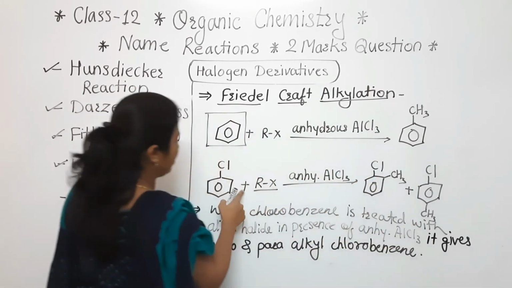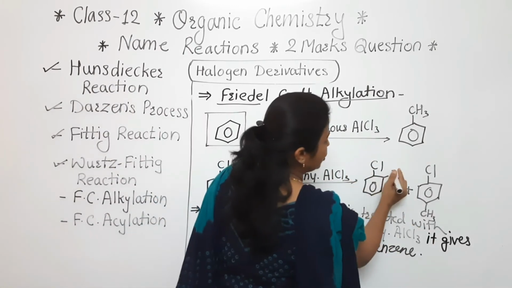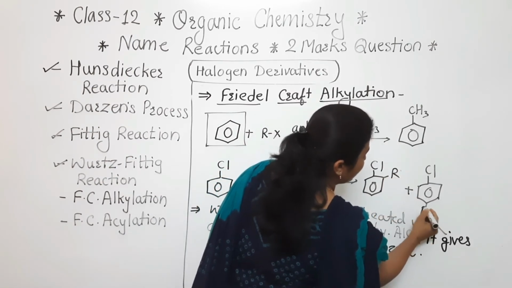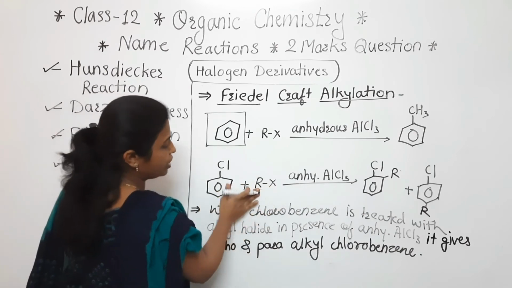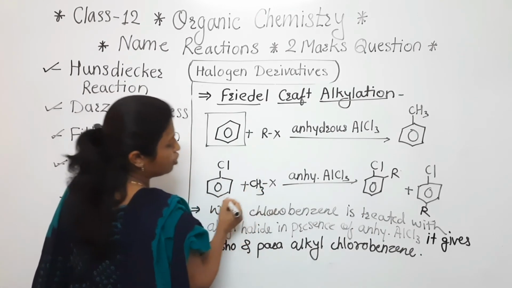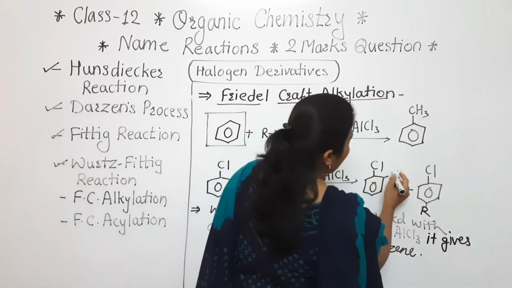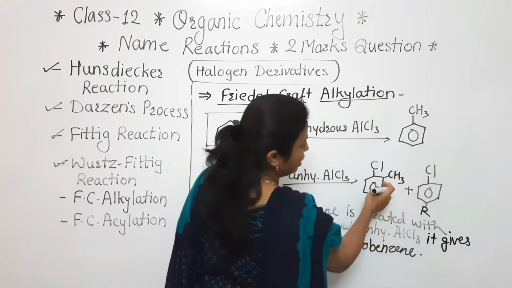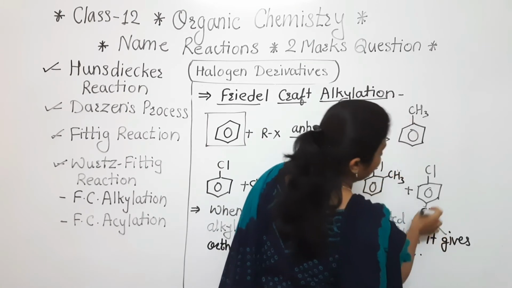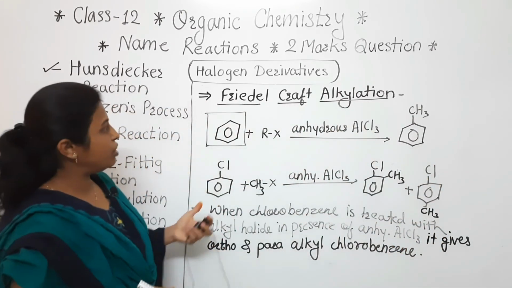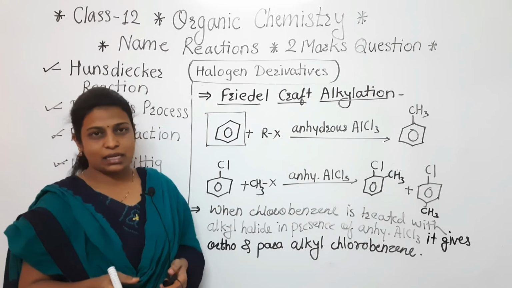Like here, if we take R, then R will come here and here also. But if we simply treat chlorobenzene with methyl chloride, then it will give ortho methyl chlorobenzene, and the second product will be the para methyl chlorobenzene. So here we have completed Friedel-Crafts alkylation.